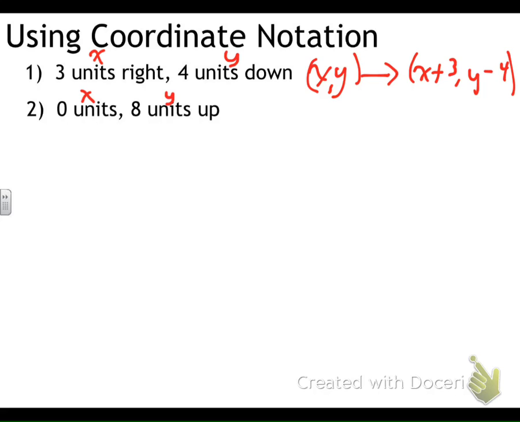Number 2, same concept, start with your x comma y. You're taking the original, you're going to translate it by moving 0 units along the x-axis, which means we're not going to move anything, right? No left, no right. So pretty much x all by itself. And then 8 units up is going to be y plus 8.